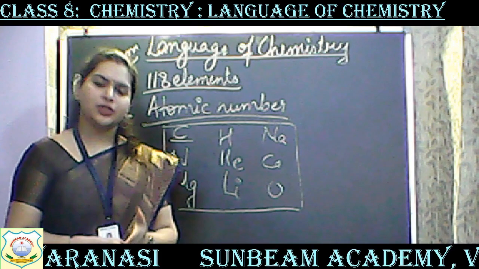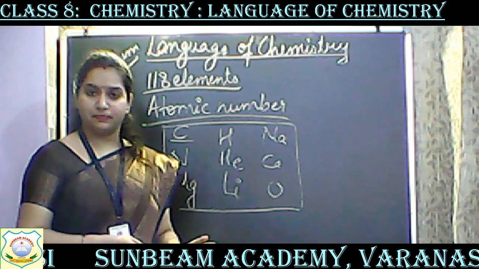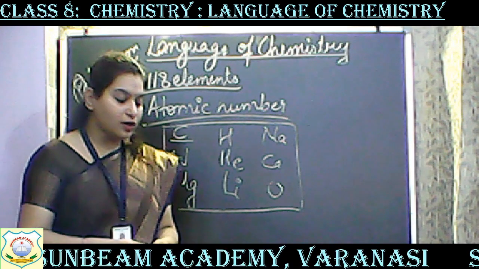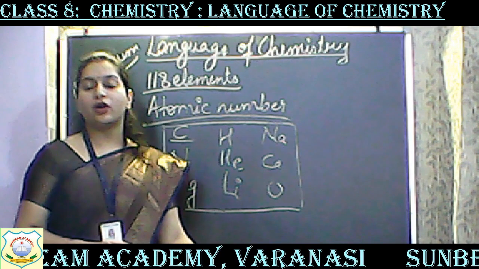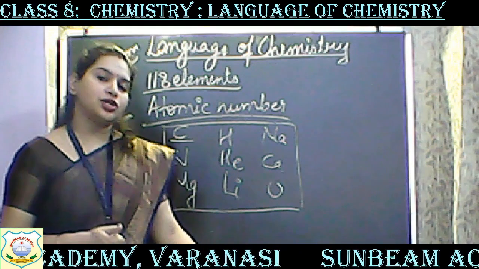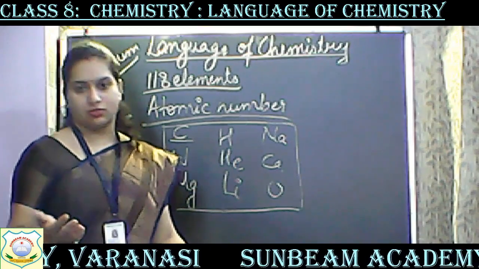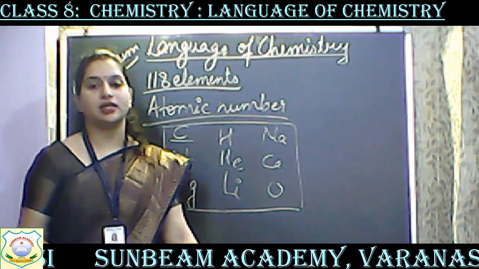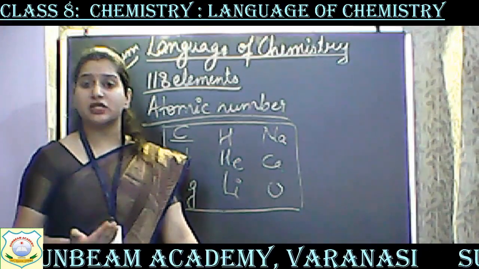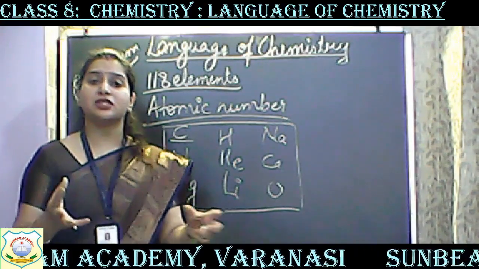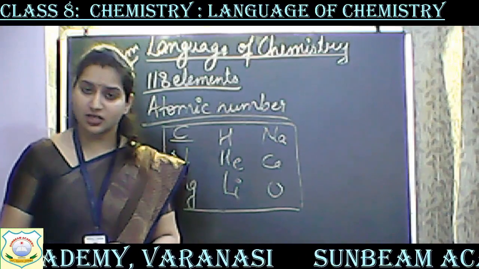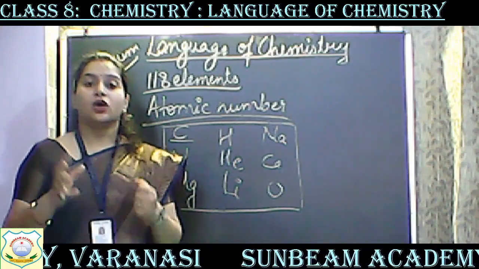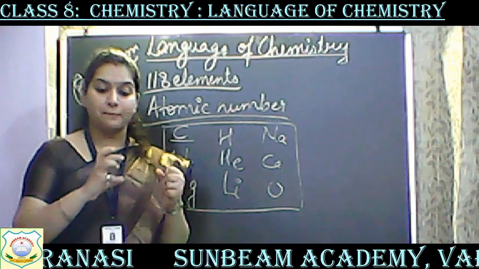So this was about the symbol. Got it? Now coming on to the very important thing, that is valency. So children, in the previous class, for those whom I have taught, in the previous class I have told you what is valency. So valency is basically the combining capacity of that element, isn't it? I have told you in the previous class. What is that? It is the combining capacity.